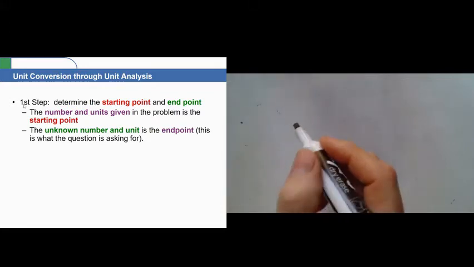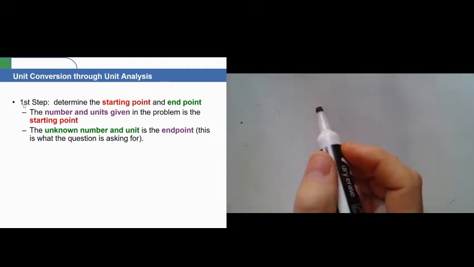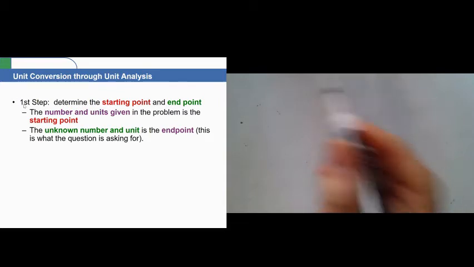Now, the first step when doing a unit conversion through unit analysis is that you need to determine the starting point and end point for a problem. Okay? Now, this is the number and units given in the problem. That's the starting point. Whereas the unknown number and units is the end point. This is what the question is asking for. So just as an example, let's say you were looking at the number of inches in a certain number of miles or kilometers. Let's put it that way.